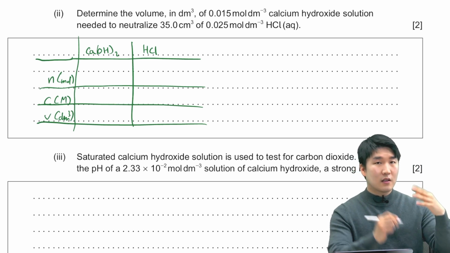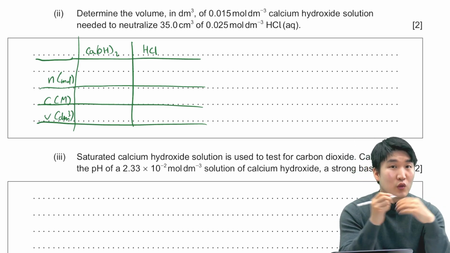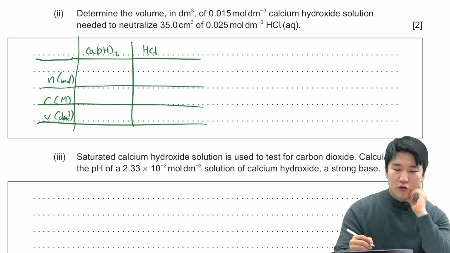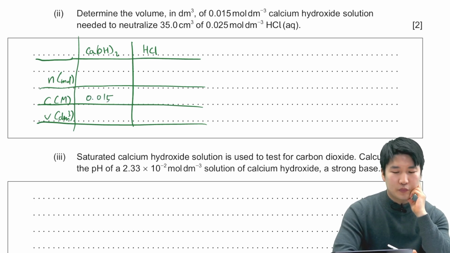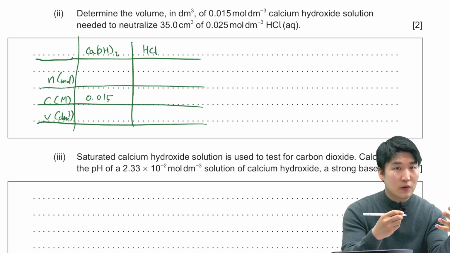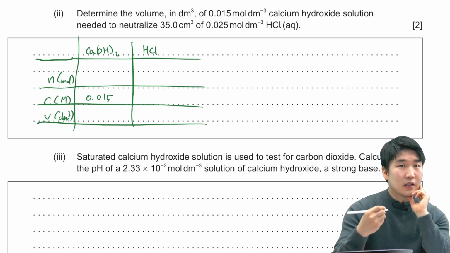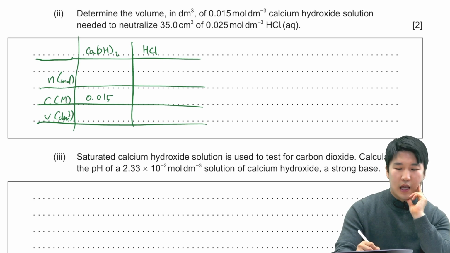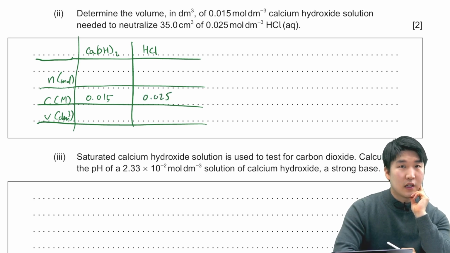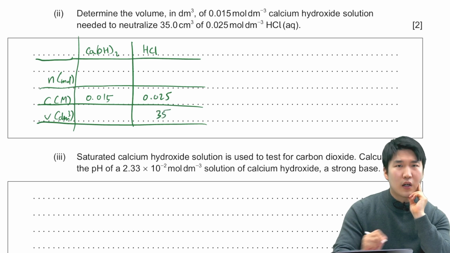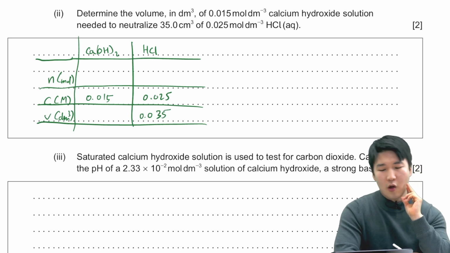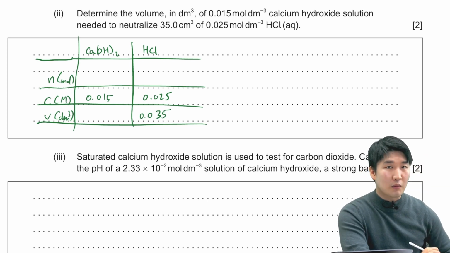The third row is going to be volume in dm cube. Now, some of these empty boxes we can already fill in, like the concentration value of calcium hydroxide. 0.015 is what we know. We don't know the volume. We don't know the amount as of now. But we can fill in the concentration value for HCl as 0.025, the volume 35 cm cube. But we do want the volume to be in dm cube, therefore 0.035 dm cube.